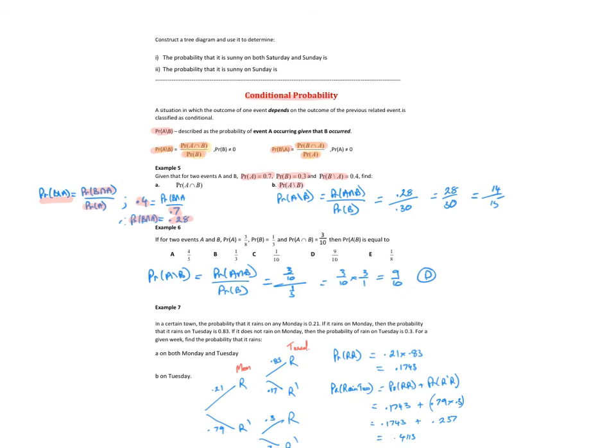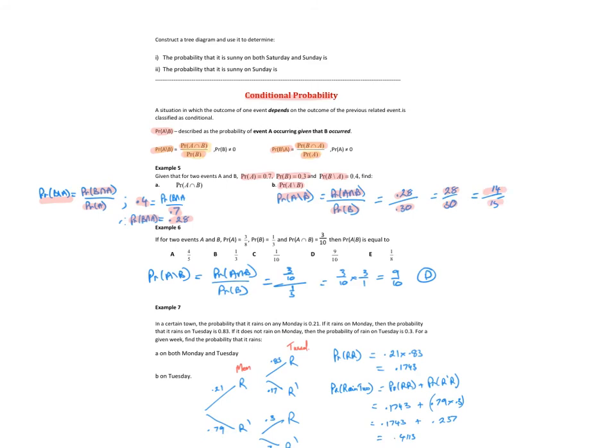Next part, find A given B. So the probability of A given B is A intersection B over B. A intersection B, I've just worked it out, is 0.28 over 0.3. So 0.28 over 0.3, multiply top and bottom by 100. I get 28 over 30, which is the same as 14 on 15.